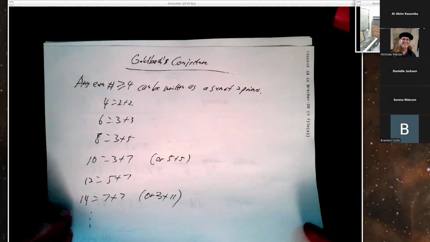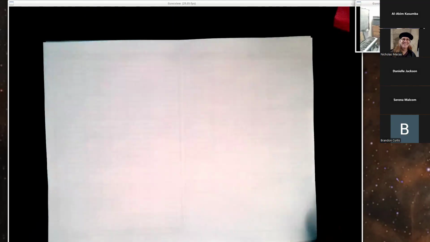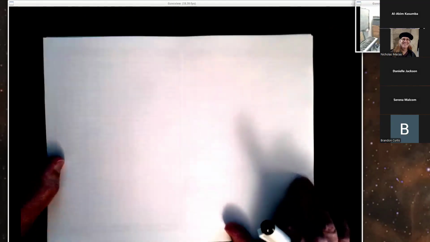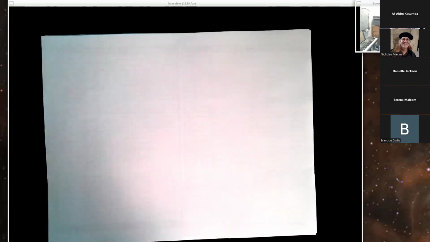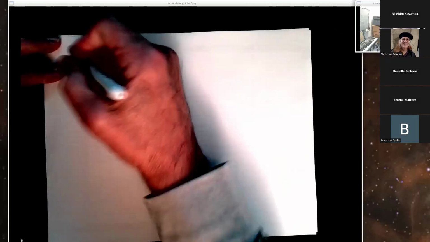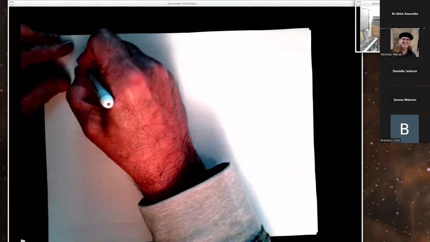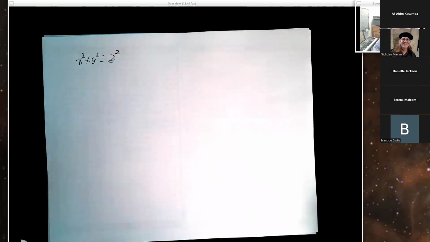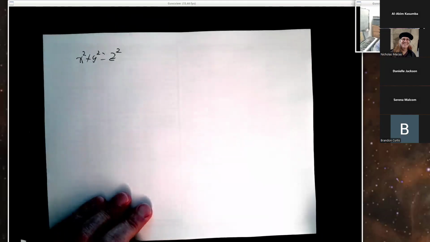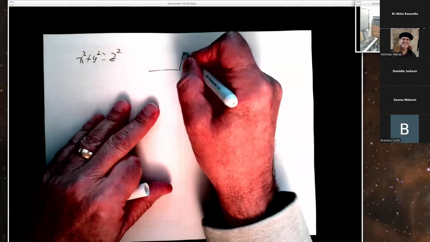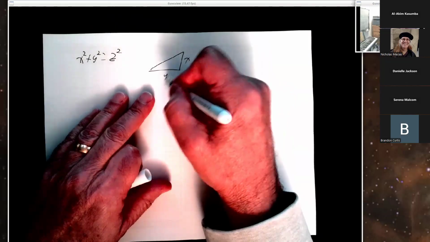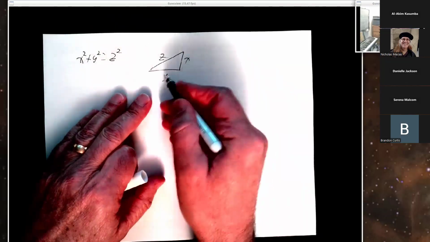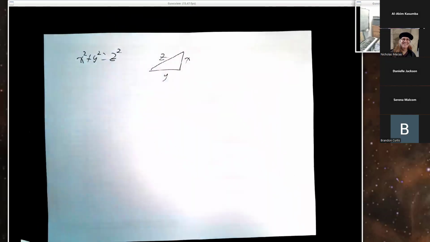All right, let me give you one more. This is sort of the quintessential number theory problem. So the Greeks knew this relationship about edges of a triangle. And if you have a triangle like this, x squared plus y squared equals z squared.